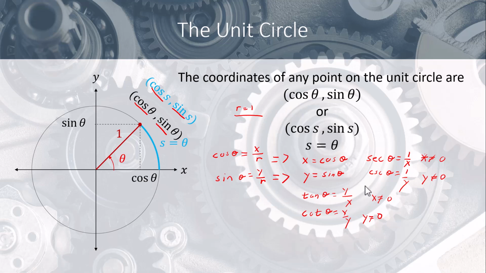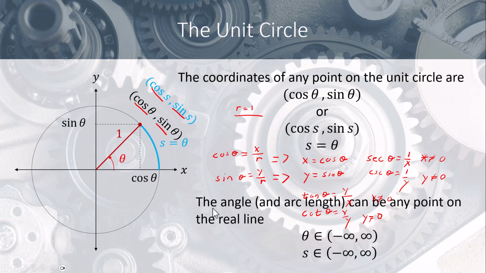Now there is one big difference between the unit circle perspective and the perspective of a right triangle or the perspective of an angle in standard position. And that is that the angle or the arc length can be any point on the real line. In other words, theta can spin around in this direction as long as it wants until it approaches positive infinity, or it can spin around in the negative direction for as long as it wants until it approaches negative infinity. Accordingly, the arc length, which by the way is equal to theta, can do the exact same thing.